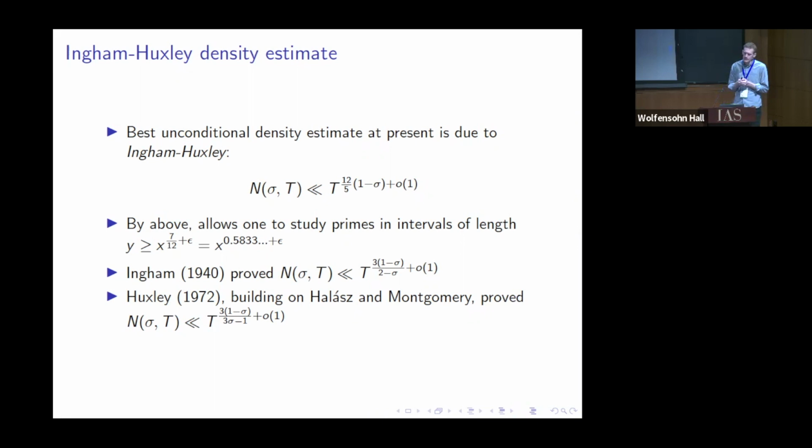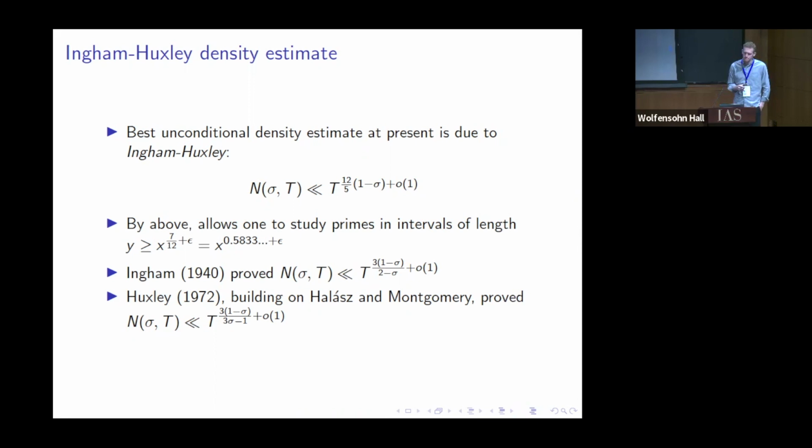The best unconditional density estimate is due to two different people, and you combine them together, due to Ingham and Huxley. And here the bound looks like this. So it's the same general shape. And now the constant A is 12 over 5. Okay, so 12 over 5 is 2.4. This is something bigger than 2. But you can prove a bound like this, and this is unconditional.